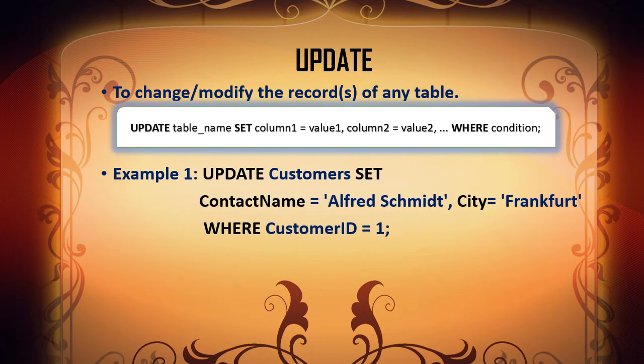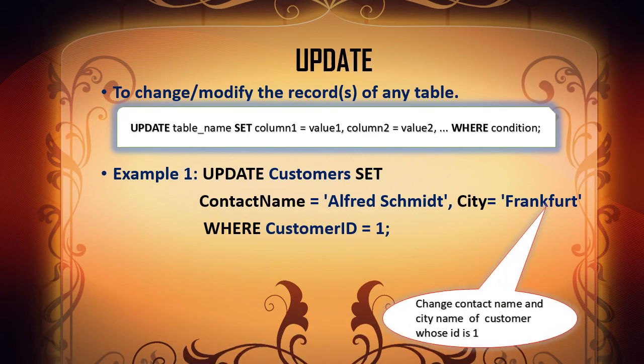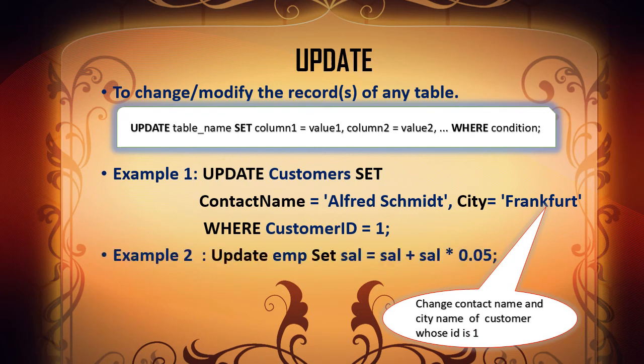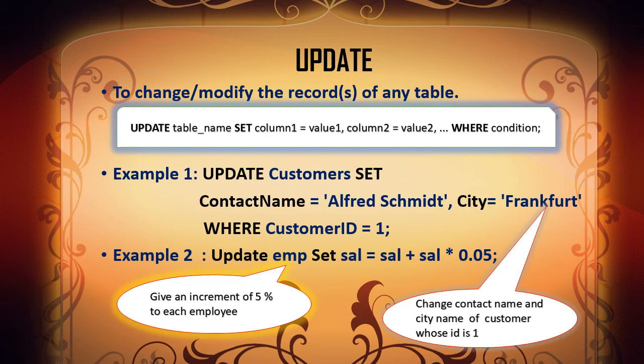Example, customer table, I am going to change the contact name and city whose customer ID is 1. The second example, I am going to update employee salary values, salary increased 5%, salary equals salary plus salary into 0.05. See here I don't give the where condition, so it will be updated with a 5% increment for all the employees. For all the rows, the value will be updated.